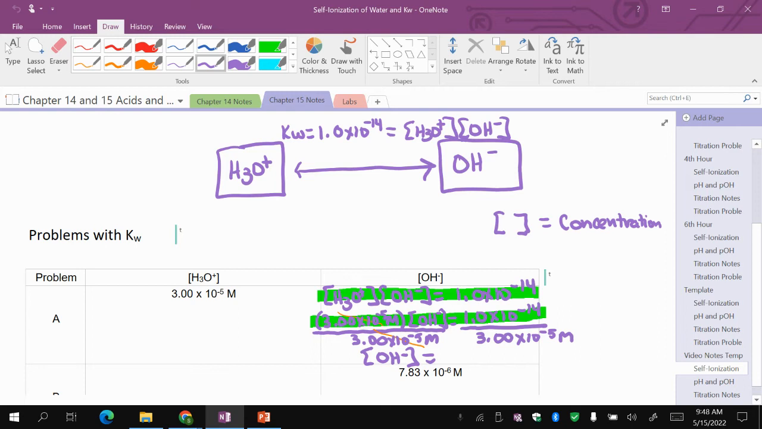Your calculator should just say 1.0 e to the negative 14, and I'm going to divide by 3.00 e to the negative fifth. I do need to round for sig figs. When you divide, it's the least number of sig figs, so I should have 2 sig figs in my answer. So I get 3.3 times 10 to the negative 10th. And this is a concentration, so molarity, molar.